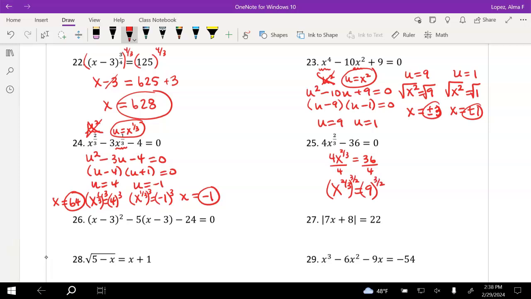On the left-hand side, the 3/2 and the 2/3 are going to cancel, so I end up with x. And 9 to the 2/3 power on my 3/2 power on my calculator is 27.